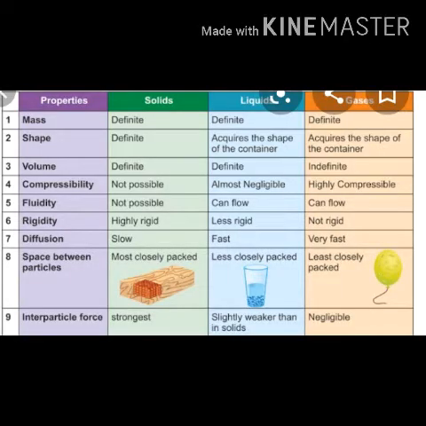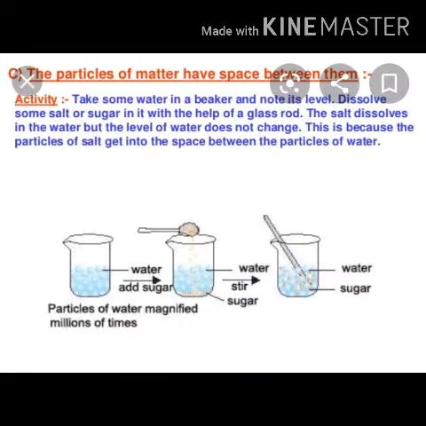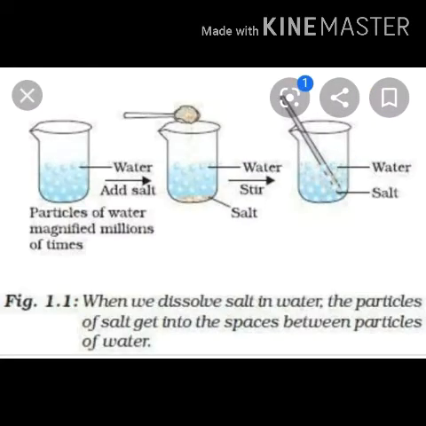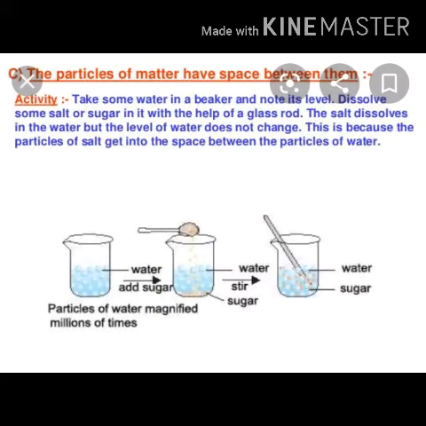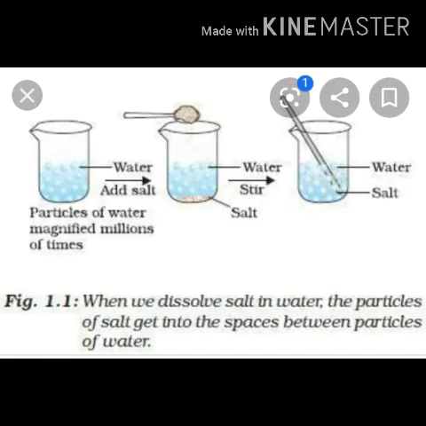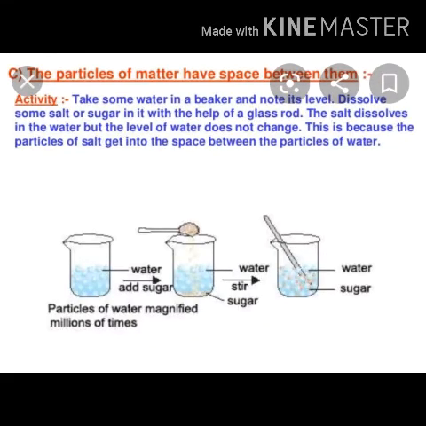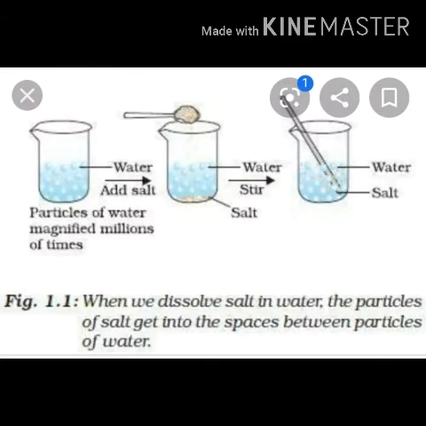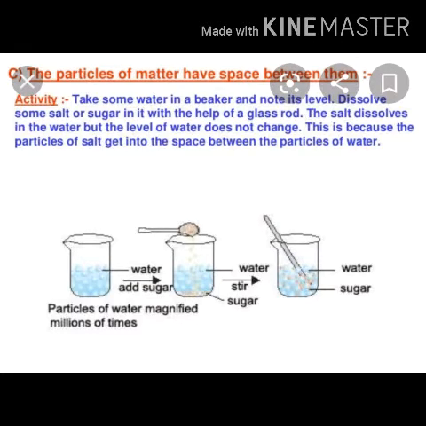Now there is one activity to understand the intermolecular space. If we see properly, in the intermolecular space between the particles, the smaller particles occupy space between the bigger particles. Here we take two plastic beakers, sugar, pebbles, sand and glass balls. For the procedure, at first we take two clean plastic beakers and add some pebbles in one beaker and glass balls in the other beaker.